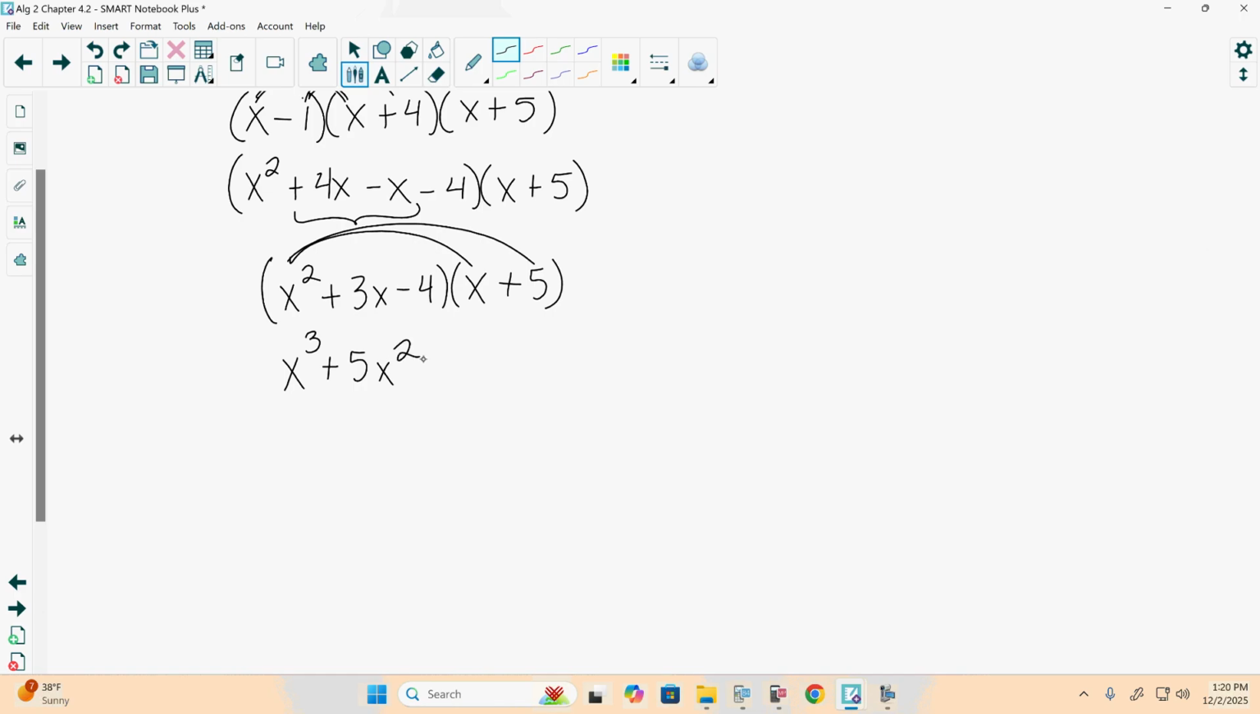X squared times x would be x cubed. X squared times 5 is 5x squared. 3x times x is going to be plus 3x squared. 3x times 5 is plus 15x. Negative 4 times x is negative 4x. And negative 4 times 5 is negative 20.